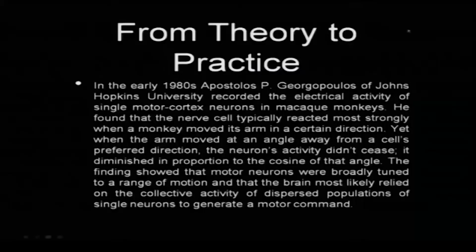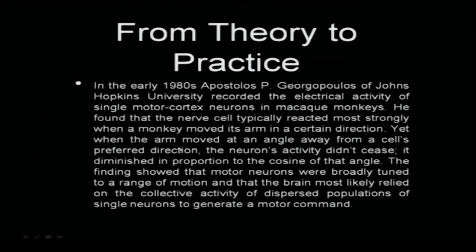Okay? Now, if you read further, when the arm moved at an angle away from a cell's preferred direction, the neuron's activity did not cease. It diminished in proportion to the cosine of that angle. The findings showed that motor neurons were broadly tuned to a range of motions, and that the brain most likely relied on the collective activity of a dispersed population of single neurons to generate a motor command.